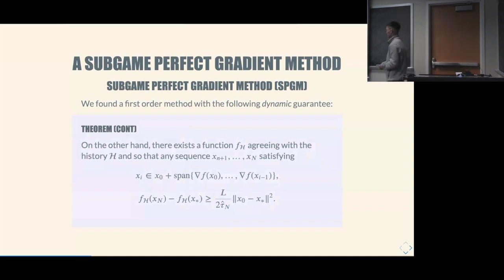On the other hand, there exists a hard function which agrees with this first order history, which satisfies the property that any gradient respecting algorithm cannot improve upon the performance of this subgame perfect gradient method. So this is saying that there's a strategy for the function player which makes sure that this subgame perfect method is in subgame perfect equilibrium. Okay, so this is the main conceptual point of the talk, that there is an algorithm which gives you this sort of guarantee.